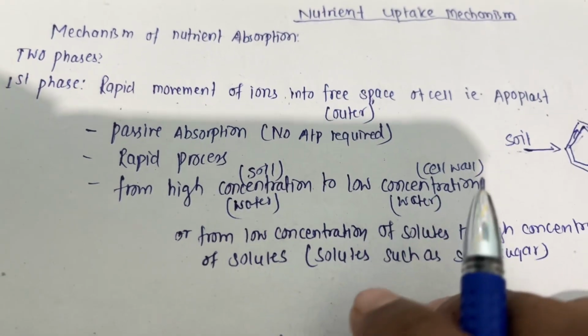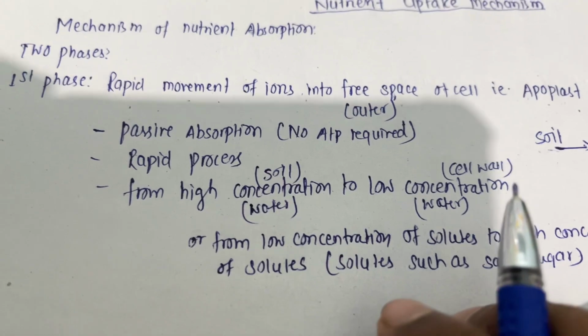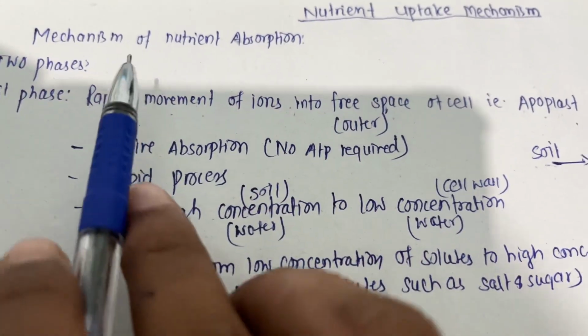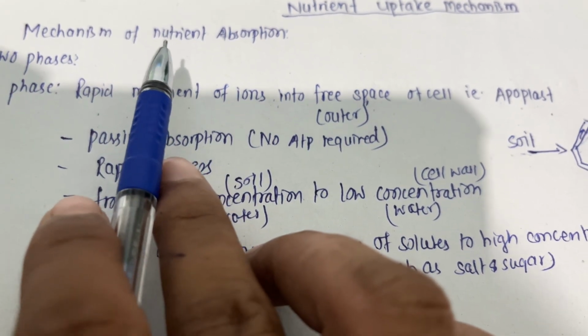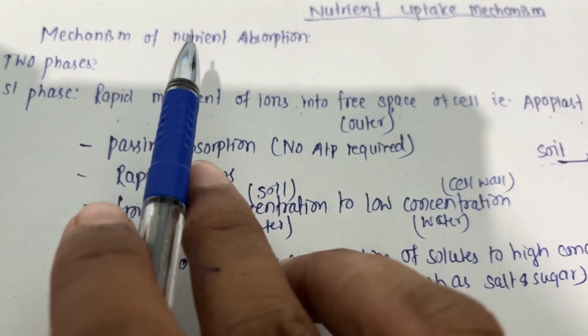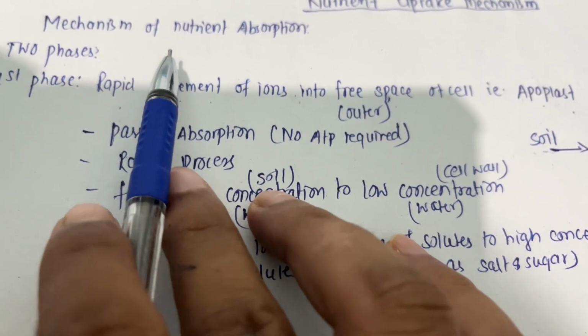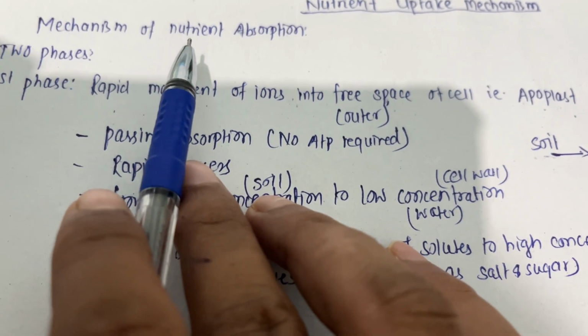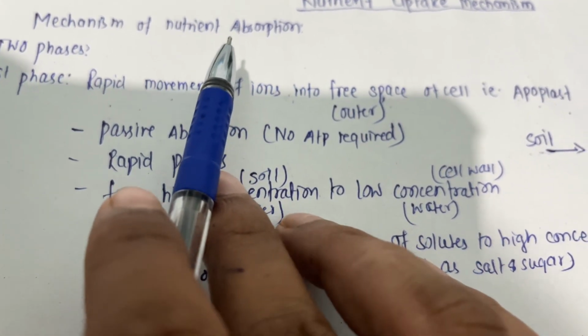Today in this video we are going to talk about nutrient uptake mechanism. So what is nutrient uptake mechanism? The plant acquires nutrients through various processes from the soil. All these processes are the mechanism of nutrient absorption by the plant.